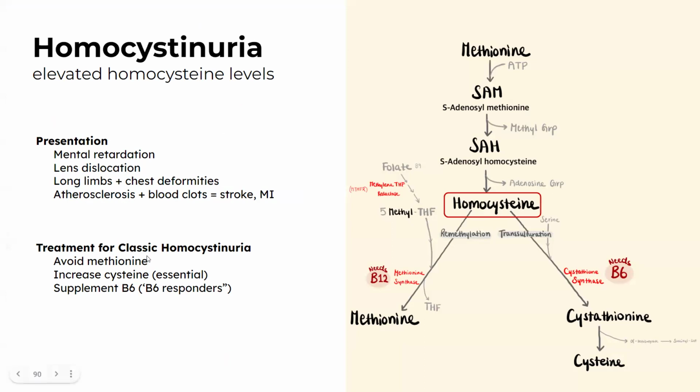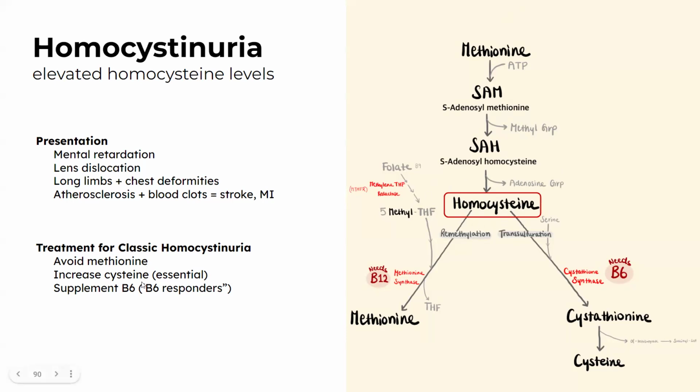Now for the treatment, how do we treat classic homocystinuria? Number one is you avoid methionine. You don't want to have methionine because if you ingest it, if you have food that has methionine, you're going to just have accumulation of homocysteine, and that's just going to have toxic effects. We don't want that. Avoid methionine.